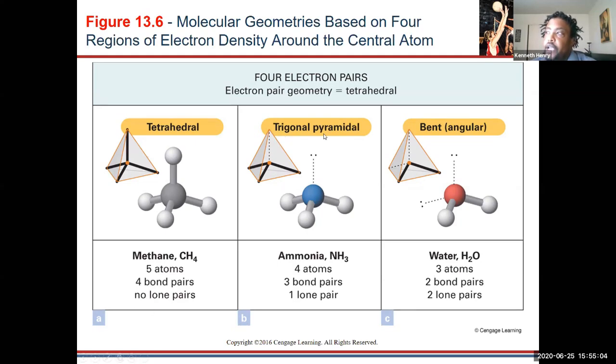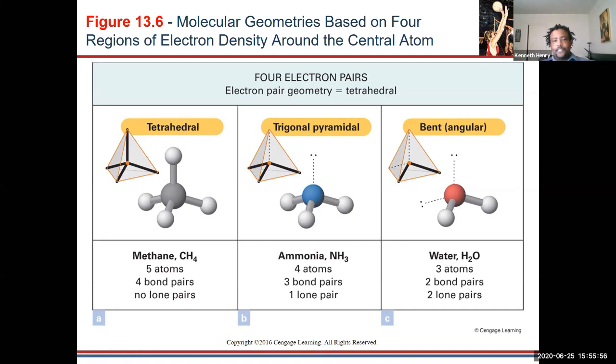Okay? So here, trigonal pyramidal has 1 lone pair. It has 3 atoms that are attached, for a total of 4 atoms: 1, 2, 3, 4. You have a center atom, you have a lone pair attached to it, and then you have your 3 atoms also attached. That's going to be trigonal pyramidal. Bent is going to be 2 lone pairs and 2 atoms attached to a center atom. So, piece of cake?